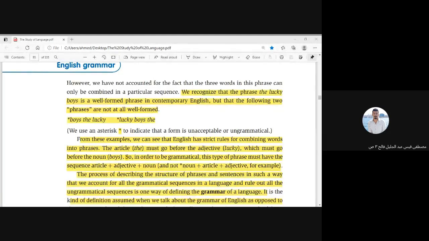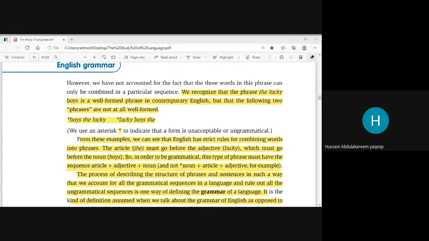Grammar is the analysis of the structure of phrases and sentences and the rules of putting the words together in a language. Great. Shall I proceed with an example? Yeah, go ahead, but within the same section. For example, the phrase "the lucky boys" can only be combined in that way, and these are the strict rules for combining words in English. For example, we can't say "the boys the lucky", because that will be unacceptable and ungrammatical in English, and these are the rules. Okay, thank you very much, Mustafa.